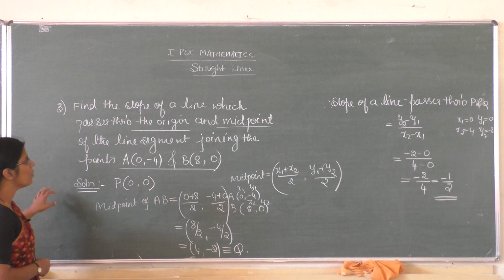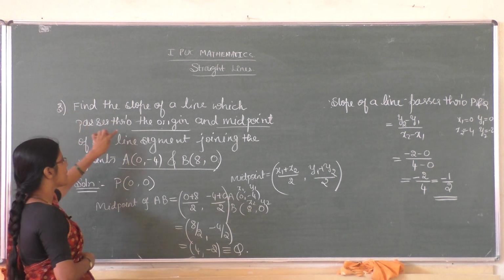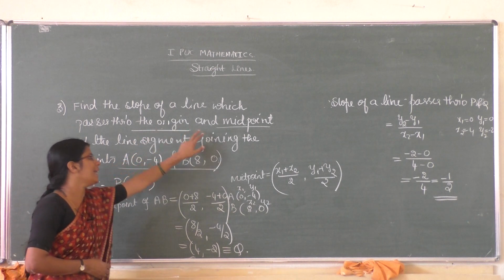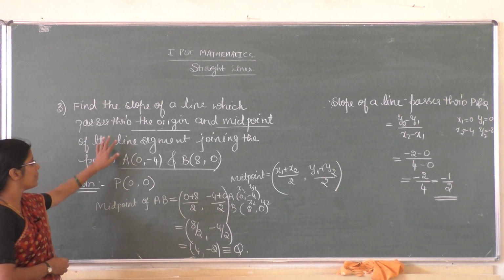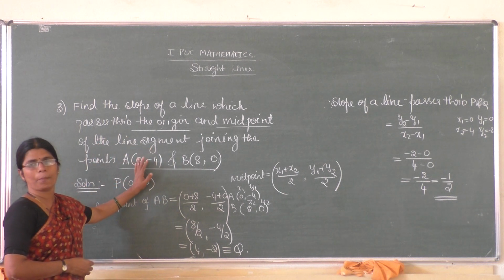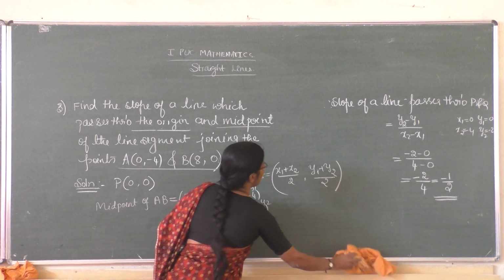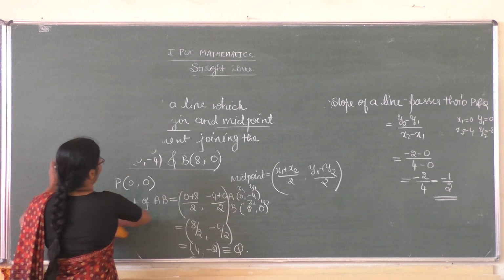So we find the slope of the line which passes through two points: one is the origin and the other is the midpoint of A and B. So you have to take the origin and also find the midpoint. So this is the solution of this particular problem. We consider now the next problem.